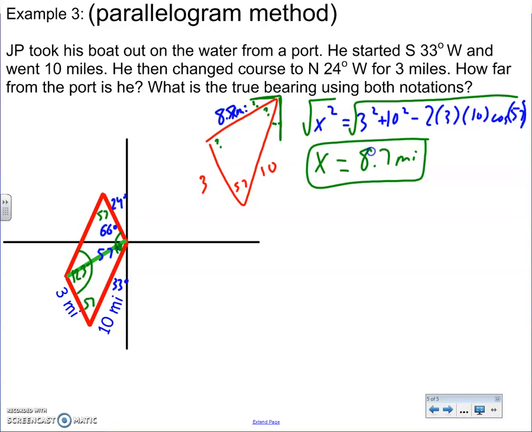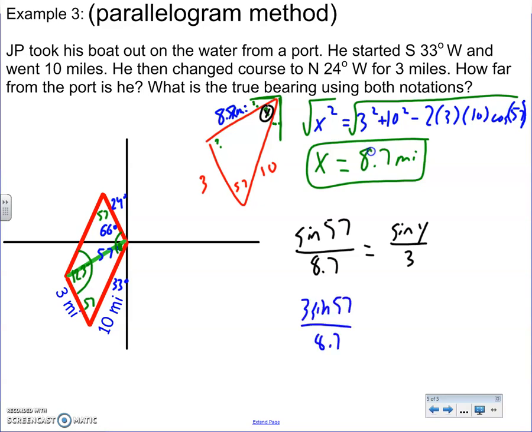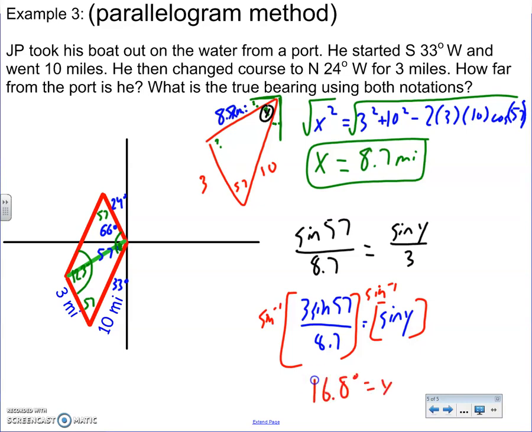Now we need to find this angle. I'm going to look for this angle next. We'll call that y. We'll do law of sines. So sine of 57 goes with 8.7 miles. That would be sine of y goes with 3. Multiply both sides by 3. 3 sine 57 over 8.7 equals sine of y. Arc sine both sides. All right, type it in a calculator and I get 16.8 degrees. 16.8 degrees. All right, so we now know this piece is 16.8.